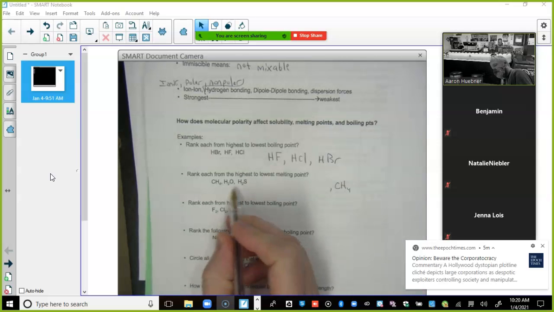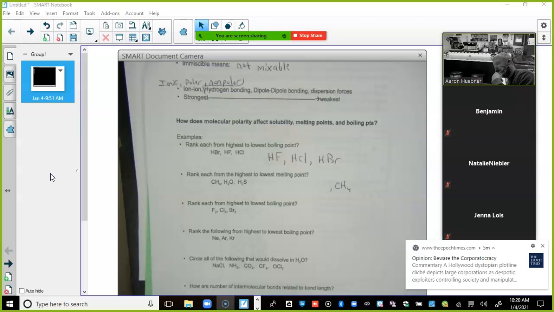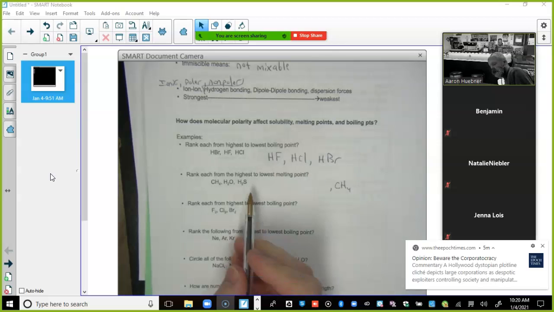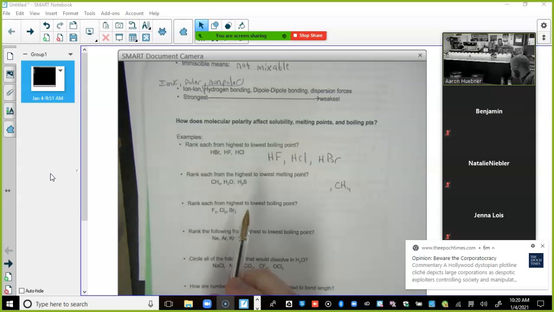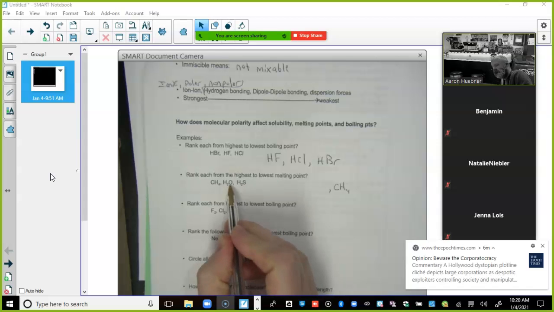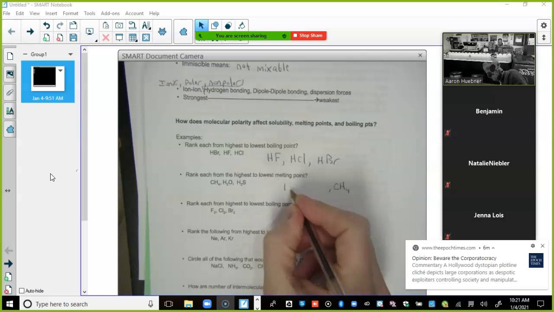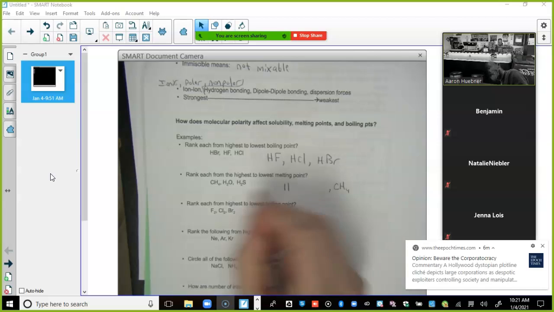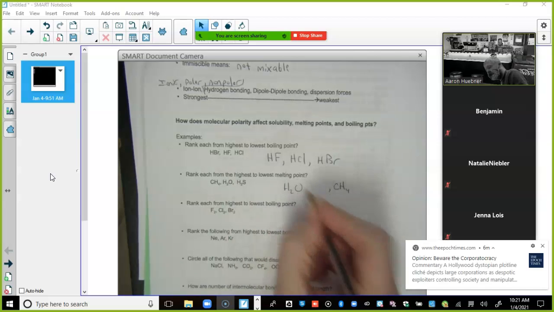All right, then you got water versus H2S. First of all, can we divide these between hydrogen bonding and non-hydrogen bonding? Yeah, there's hydrogen bonding somewhere if there's F, O, or N with H. Is F, O, or N present here? Yes, there's an O right there. So that's definitely, water's going to have the highest melting point of these three chemicals.